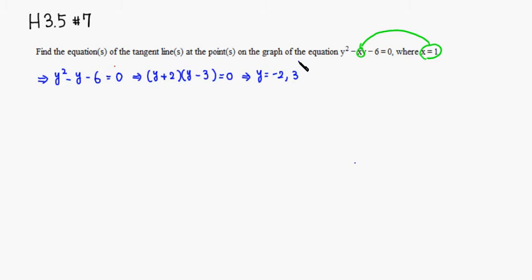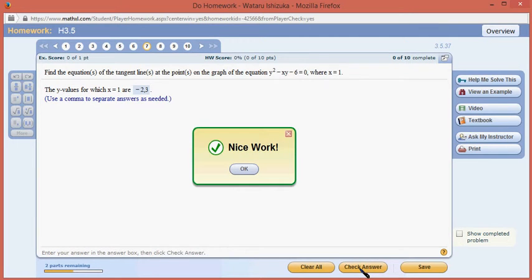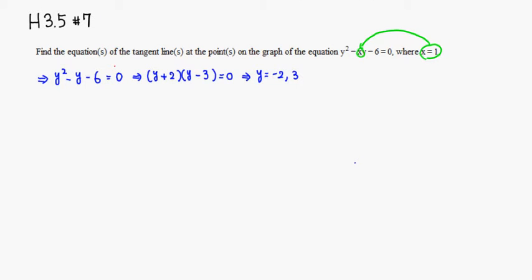Alright, so let's type it in: negative 2 comma 3. Let's check the answer. We got that. Now the tangent line at the point (1, 3) is the second part. We just have to find the equation of the tangent line.